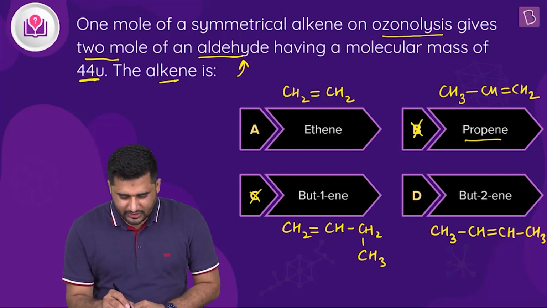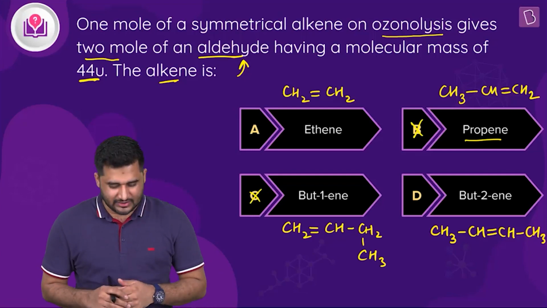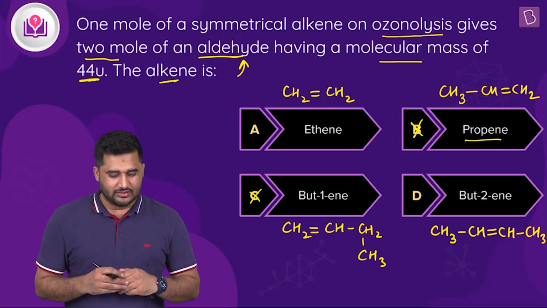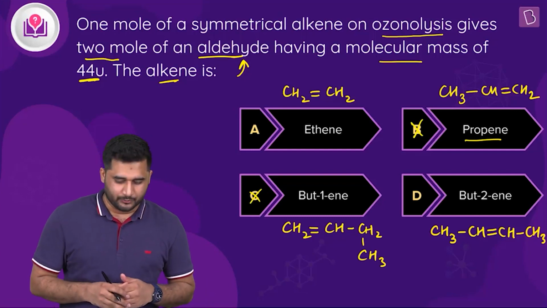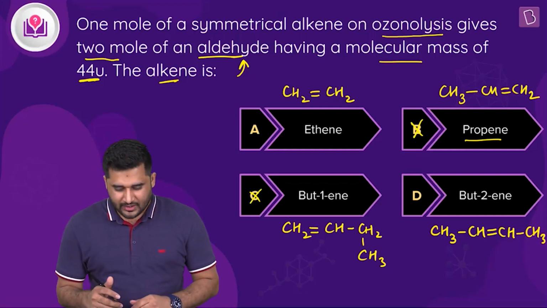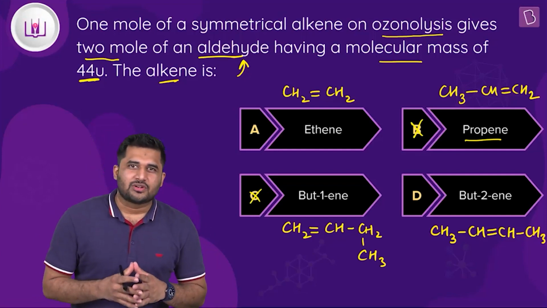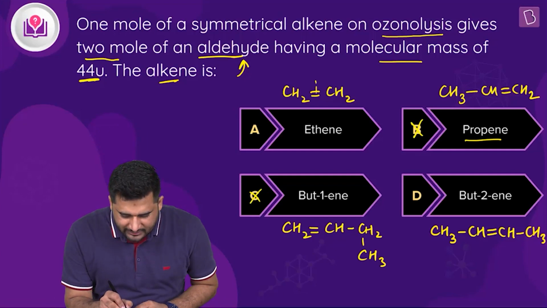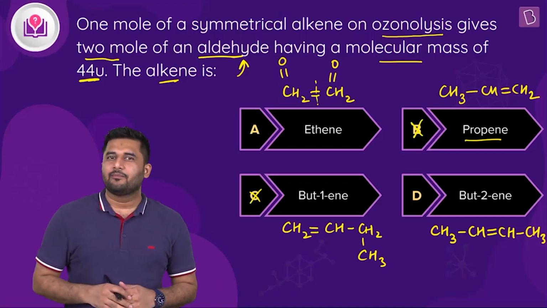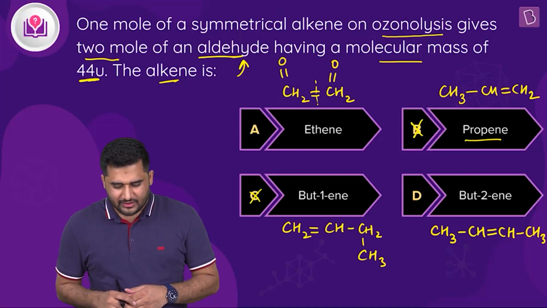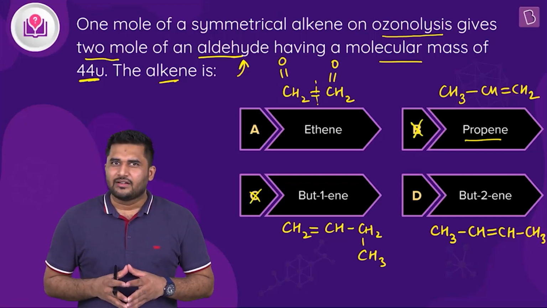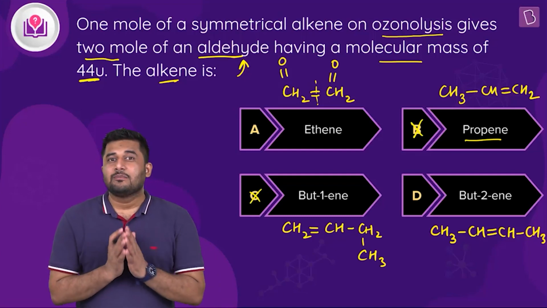All right. So now let's see how to find out the answer to this. One thing we know is that the molecular mass of the aldehyde that you are getting is 44 U. Okay, so let me tell you a trick to solve such questions. What you have to do is, you just have to break this C-C double bond and you have to add double bond O here and double bond O here. All right. So what you are getting in case of option A, that is ethene, is 2 molecules of formaldehyde, isn't it? So let's now match the molecular mass.